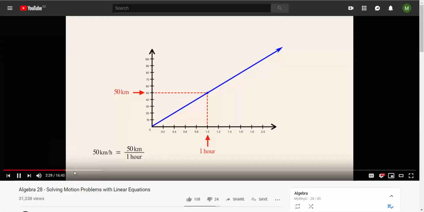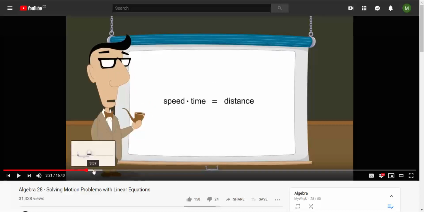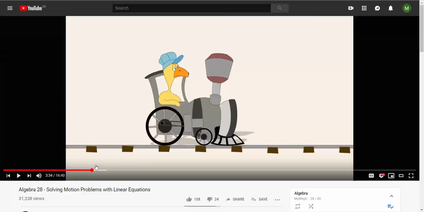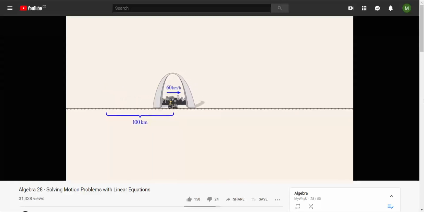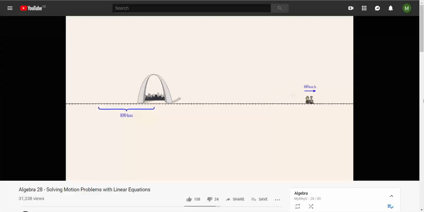If we travel 100 kilometers in 2 hours, we can find the speed by dividing distance by time. Now consider a train leaving St. Louis, traveling east at 60 kilometers per hour. How long will it take us to travel 290 kilometers east of St. Louis?